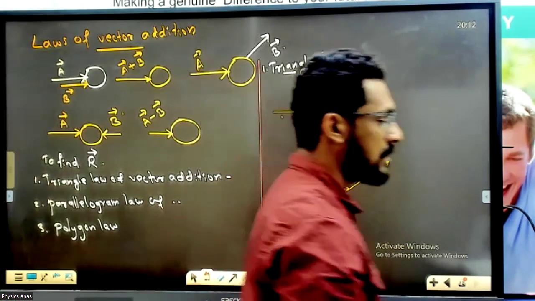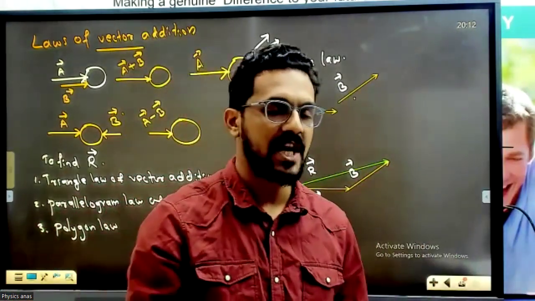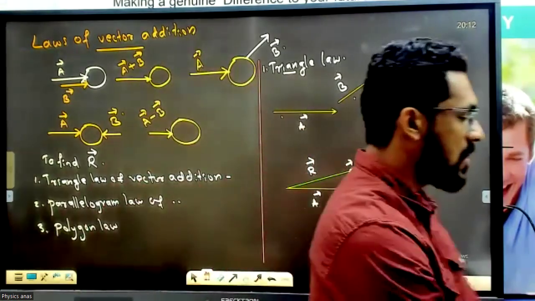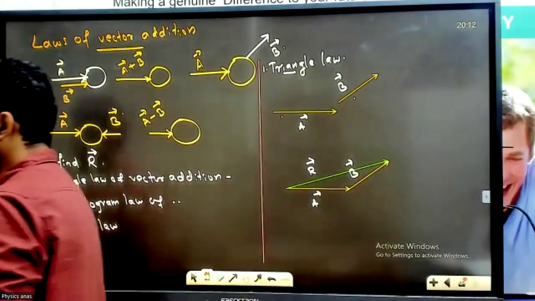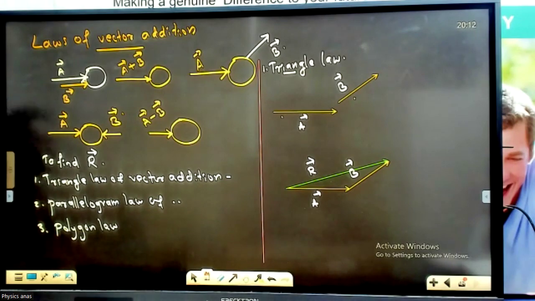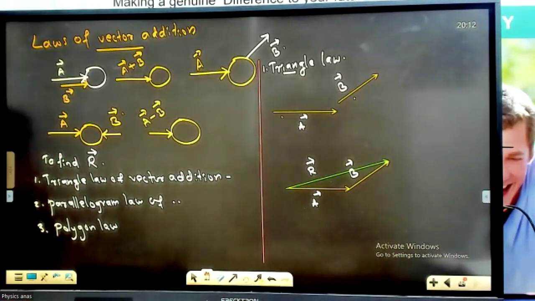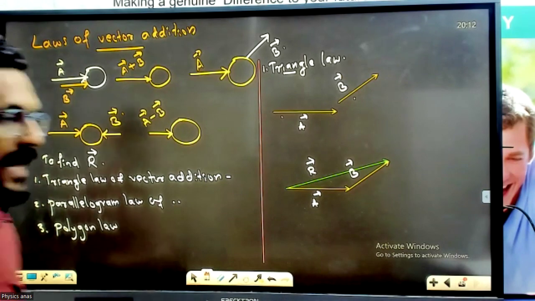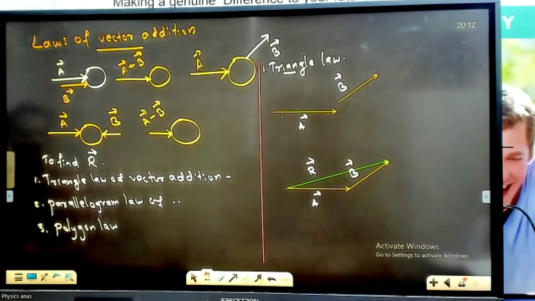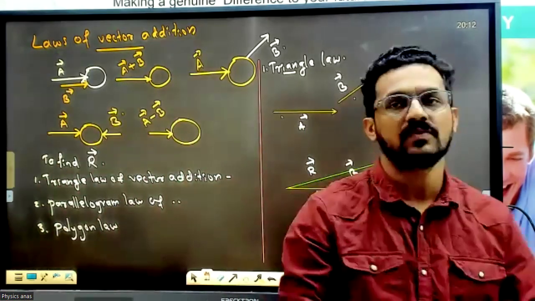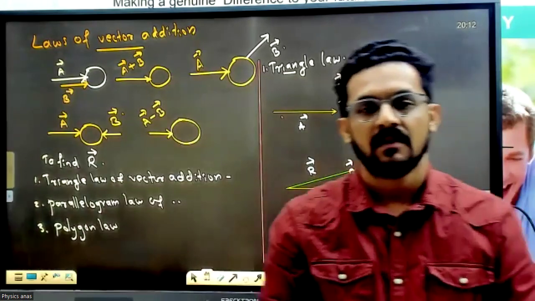If two vectors are represented by two sides of a triangle taken in order, their resultant is represented by the third side of the triangle taken in reverse order. Taken in reverse order. Did you get it?